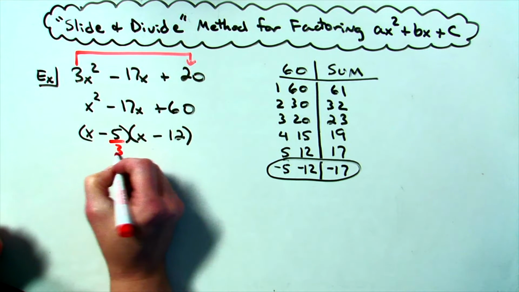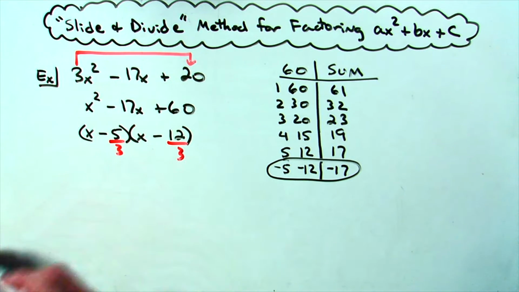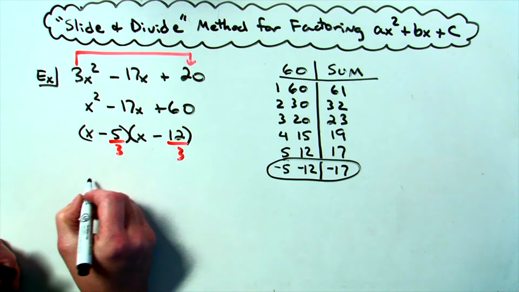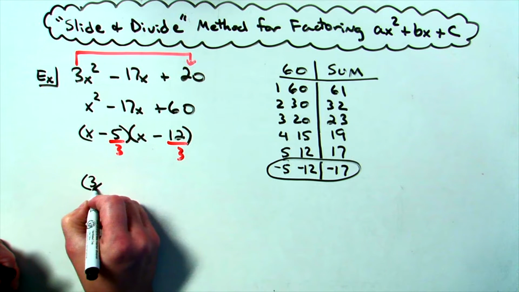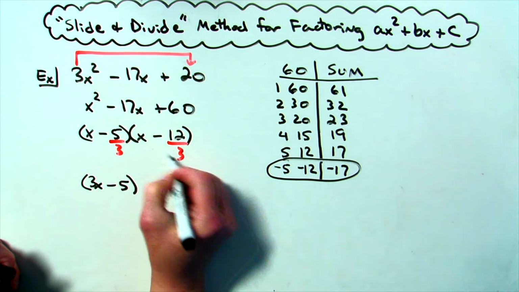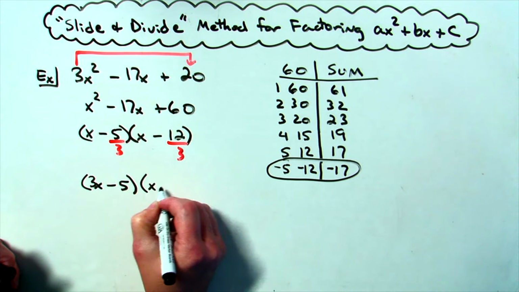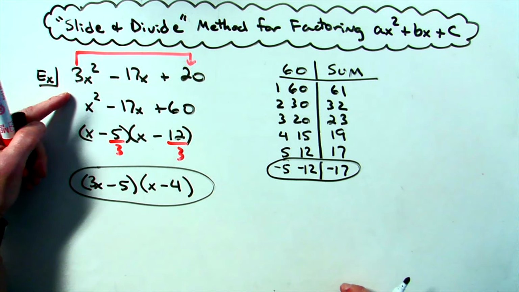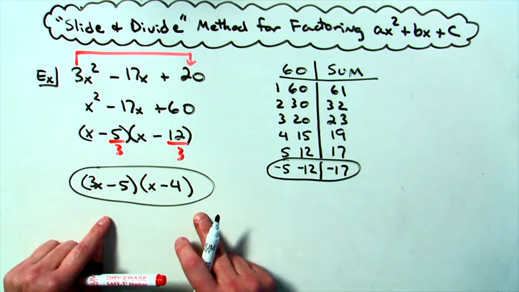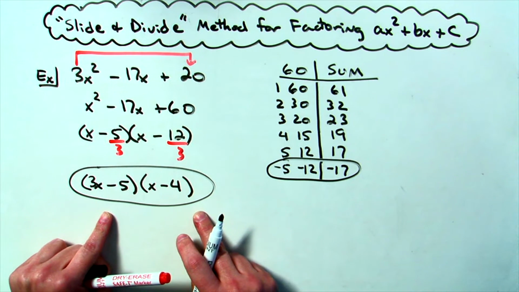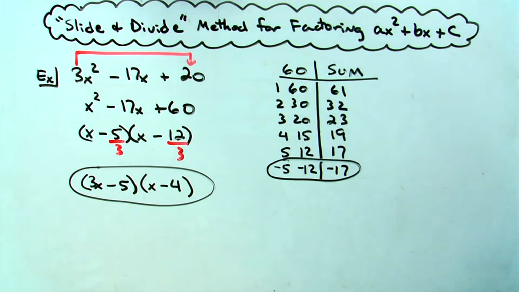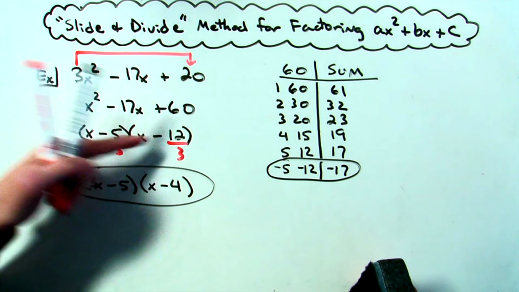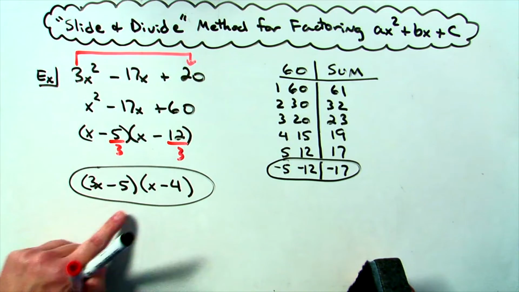I've got to divide both these factors by 3. Again, this one does not divide out, so I'm going to take that 3 and pull it out in front of that x. So this binomial is 3x minus 5. This does divide out, so then I've got x minus 4. So the trinomial 3x squared minus 17x plus 20 factors down to 3x minus 5 times the quantity x minus 4.